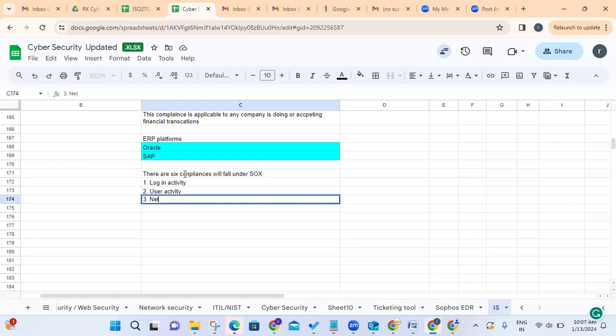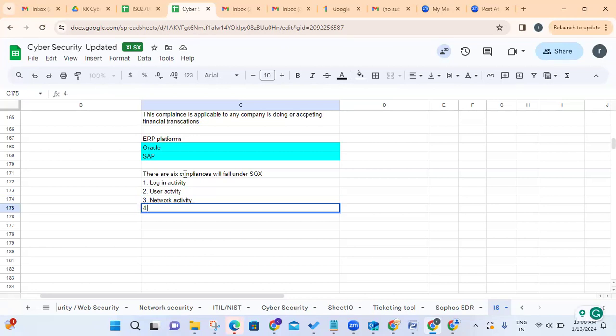Next one is network activity. How are we logging into these databases, are we accessing the database through VPN or without VPN? What are the network connectivity controls? If the network connectivity control is VPN, that VPN is the evidence for us to log into the database. So that evidence we also have to gather.